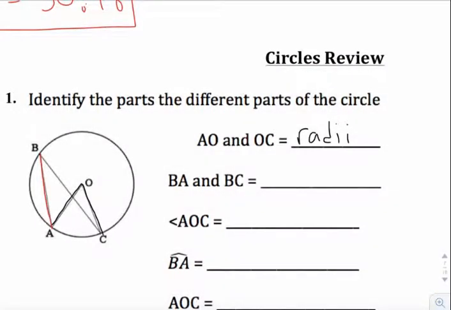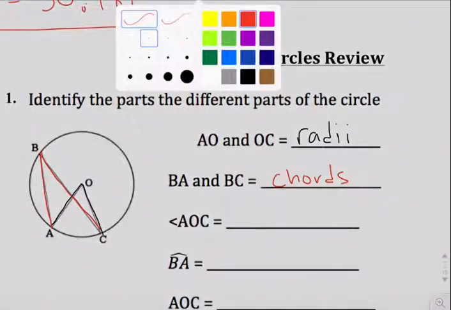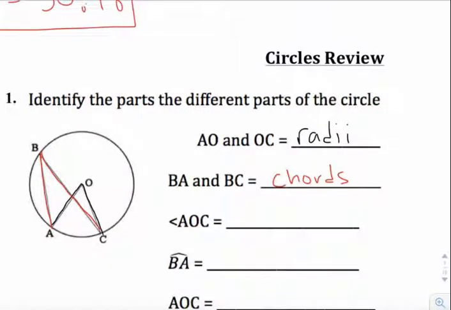Now the way they're looking, they're actually lengths. We have BA and we have BC. Those are chords. They're lines that go through the circle, have a beginning and end at the circumference, and do not go outside the circle. Here we have angle AOC. Angle AOC is going to be a central angle.